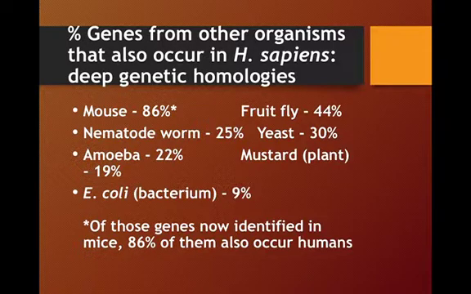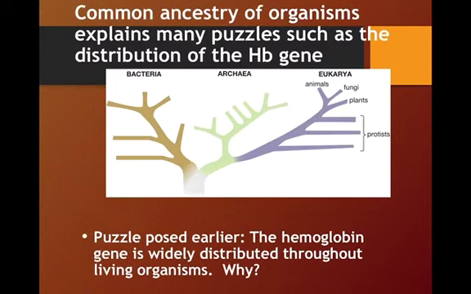So we share what, 86% of our genes with mice, 25% with the nematode worm, 22 to 19% with the amoeba. E. coli is about 9%. Oh, I'm sorry, mustard plant is 19%. The amoeba is 22%. It sort of got messed up here. Yeast is 30%. Fruit flies are 44%. Wow, there's a lot of commonalities when you really think about it.